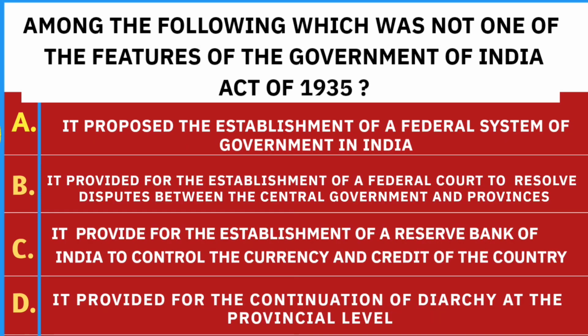Among the following, which was not one of the features of the Government of India Act of 1935? The right answer is D. It provided for the continuation of diarchy at the provincial level.